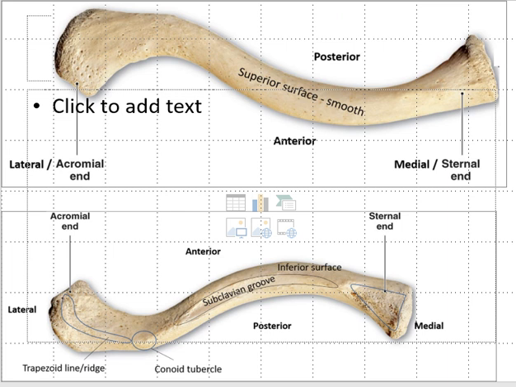It is a modified long bone. Why is it a modified long bone? Because it is the only long bone which lies horizontally. It has two ends: the medial end or sternal end, and this is the acromial end or lateral end.